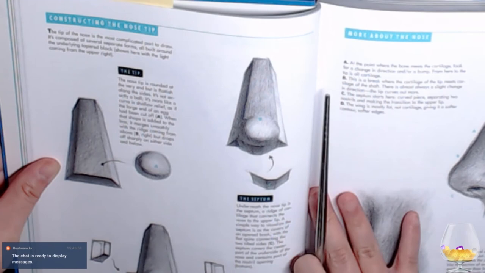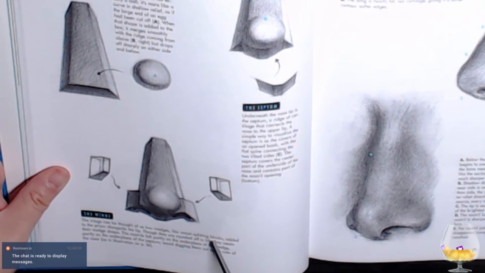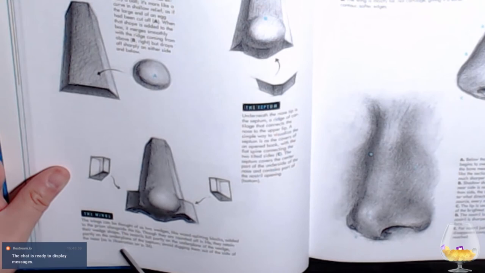The wings can be thought of as two wedges, like wood splitting blocks, added to the prism along the side of the tip. Though they are rounded off in life, they retain their wedge shape. The nostrils fall partly on the underplane of the wedge, partly on the underplane of the septum, avoiding digging them out on the sides of the nose.